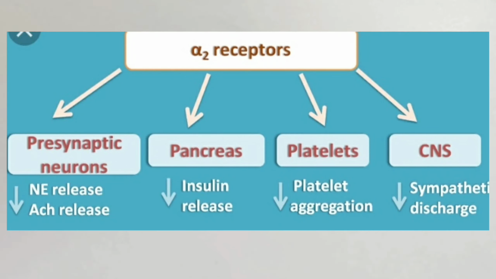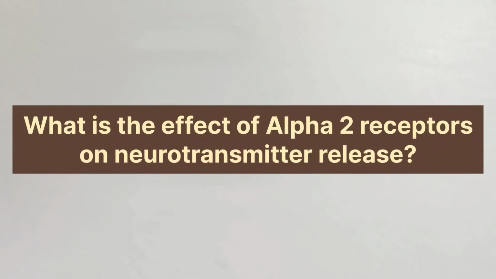The alpha 2 receptors present in the pancreas inhibit the release of insulin. Stimulation of alpha 2 receptors in the platelets inhibits platelet aggregation, and alpha 2 receptors that are present in the central nervous system decrease the sympathetic discharge. So these are the overall effects of alpha 2 receptor stimulation.